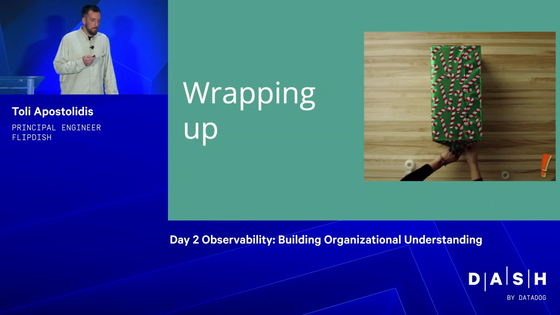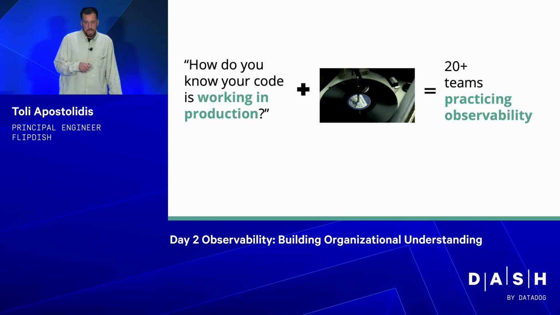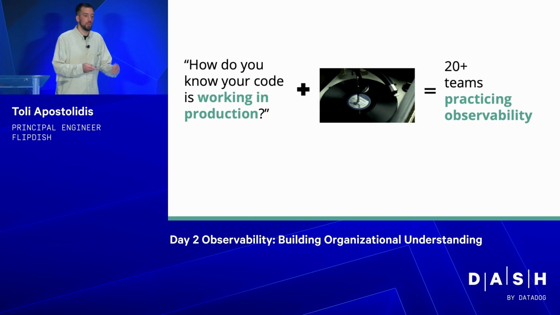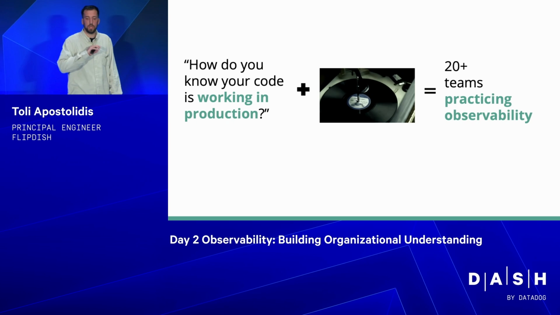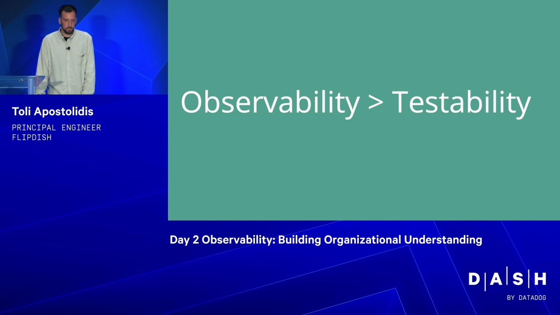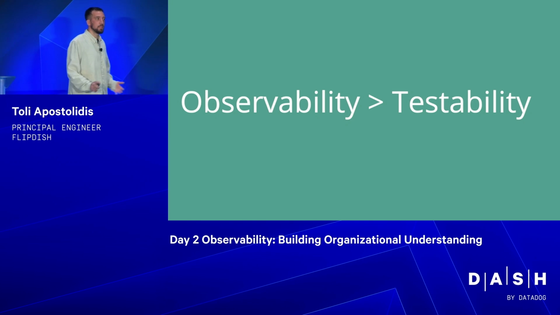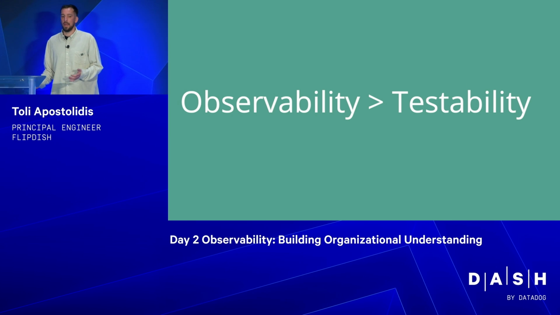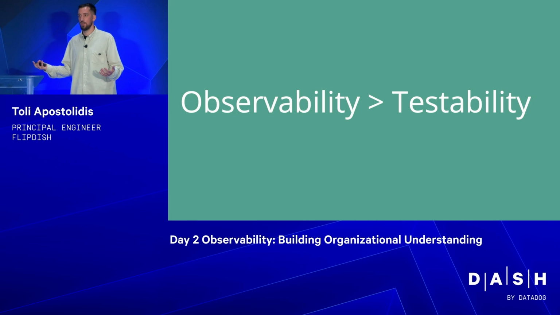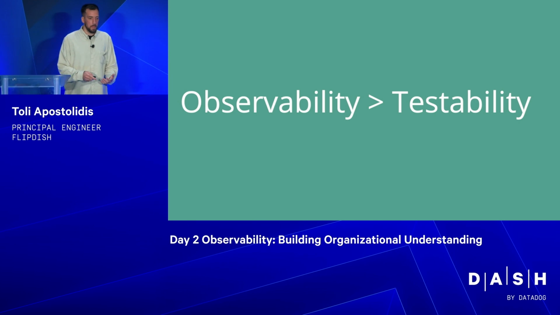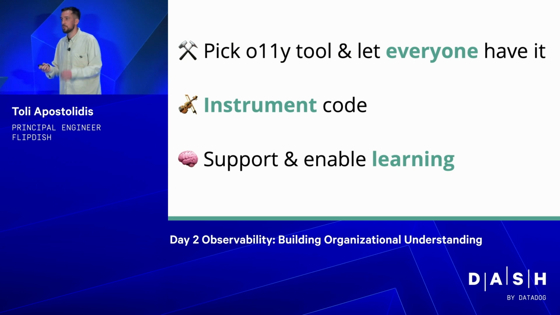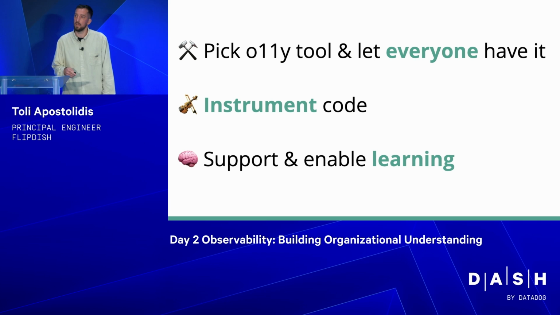So wrapping up, I spent a few years, and a few other people were asking this question repetitively: how do you know your code is working in production? And as a result, we had 20 plus teams practicing observability like it was a standard practice. I kind of joke a bit that observability is better than testability. I think they're complementary, but if you had to choose one or the other, which one would you prefer, production systems working or your non-production systems working? And then these are the three things I suggest to use as a compass of how to start building a culture of observability.